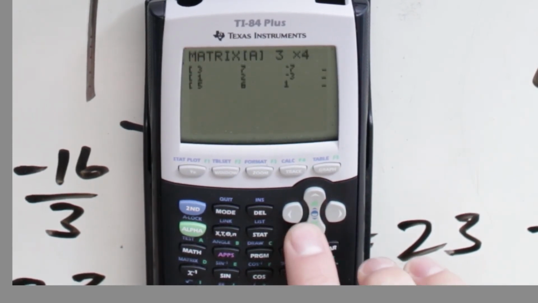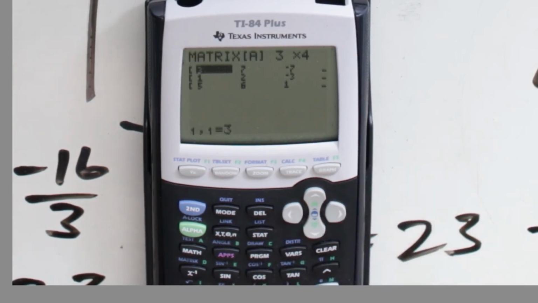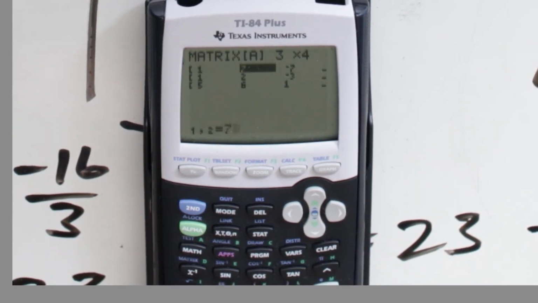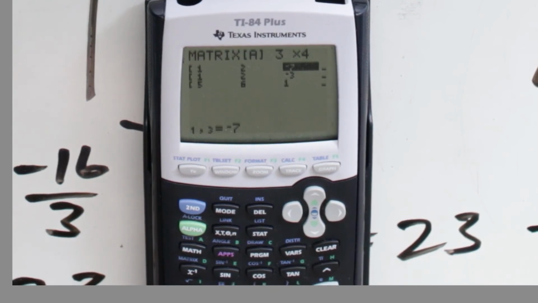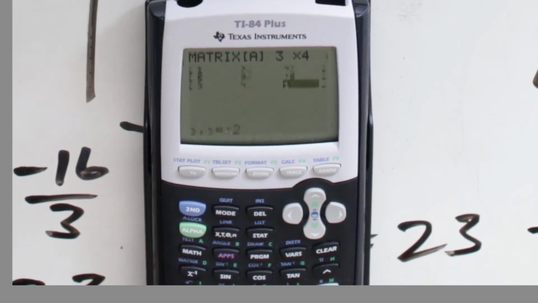It's 3 by 4. I'm going to go down to the next question. So I'm going to put these coefficients in. 1, 2, -2, 4, 5, 8, -6, 19, 3, 4, -2, 11.